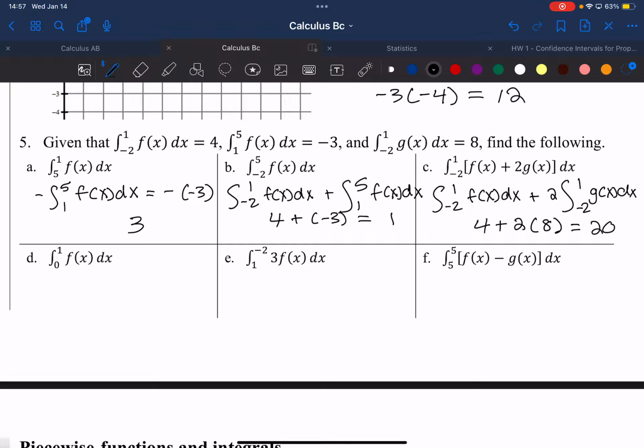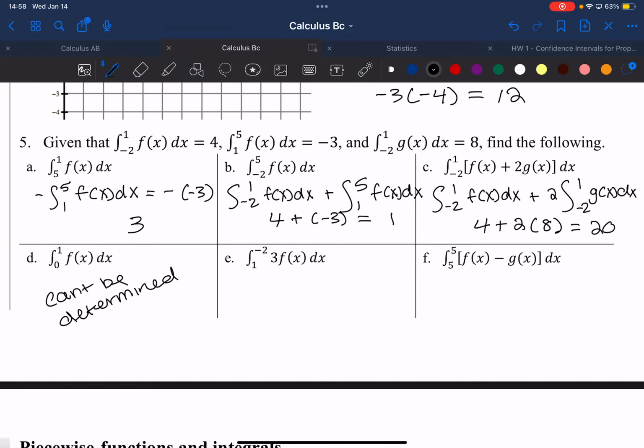Okay, what about d, the integral from 0 to 1 f of x dx? Do we have any integrals that we could use to solve that? No, we do not. So we say it can't be determined. That doesn't mean it can't be solved. We're just not given the information to solve it. Okay, for example, we're not given what f of x is. We're only supposed to use those 3 integrals to find out what these other answers are.